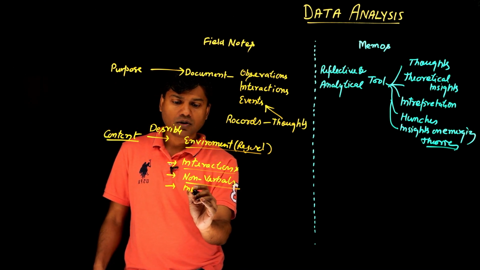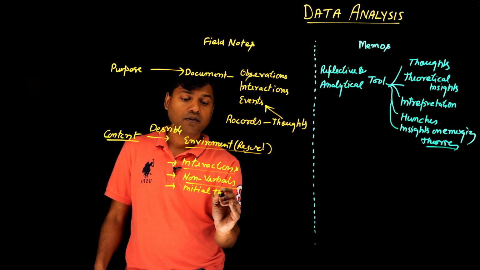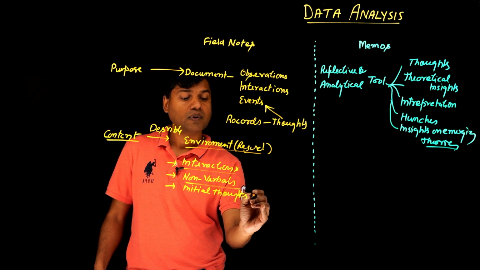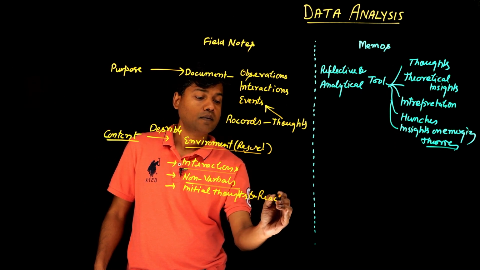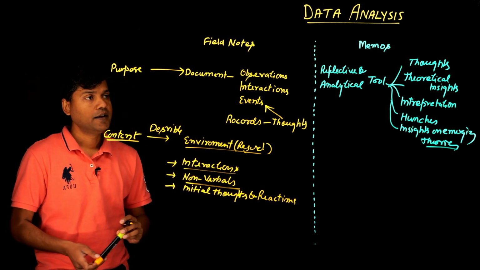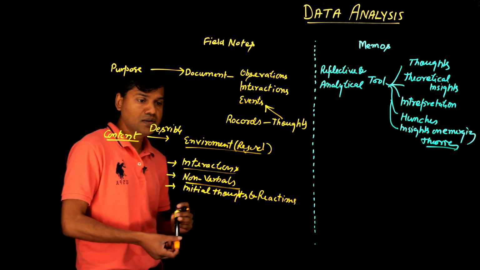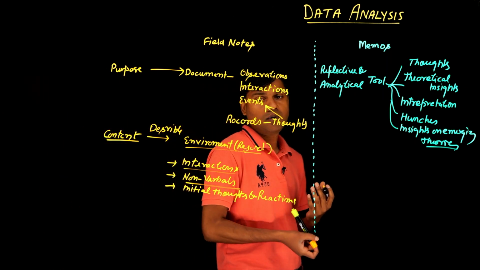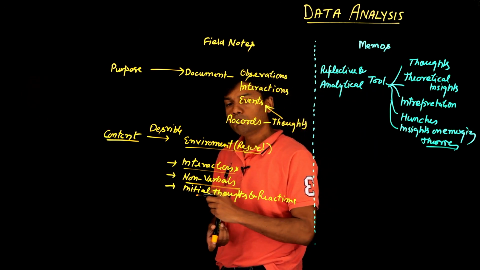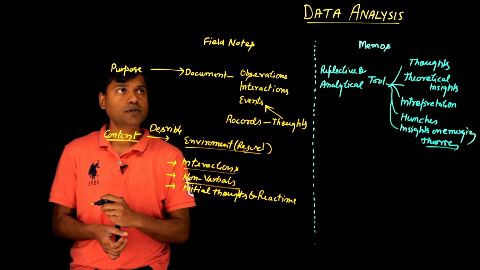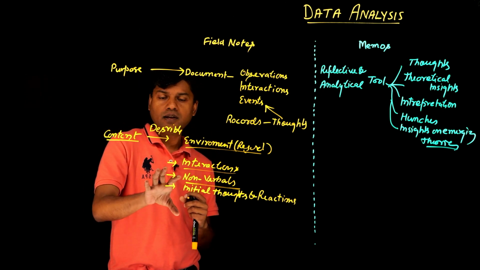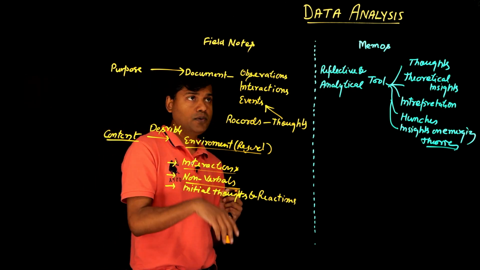Our initial thoughts and reactions. Initial thoughts and reactions in the sense that, if I'm in a setting doing some observation, what are my initial reactions? What are my initial thoughts when I reach there? Those kinds of things also go to your field note data. So that's in summary what we write in our field notes.